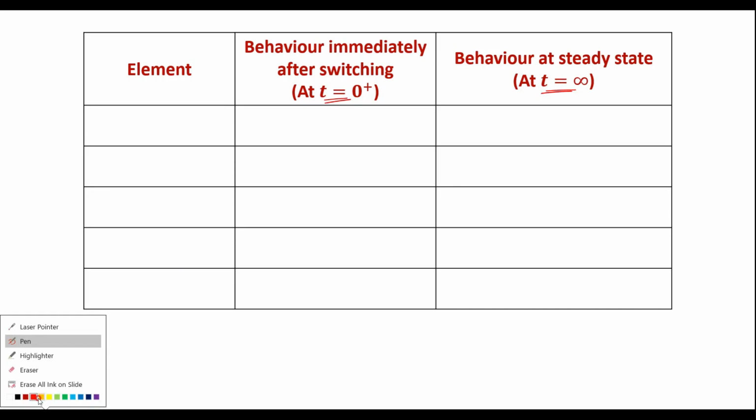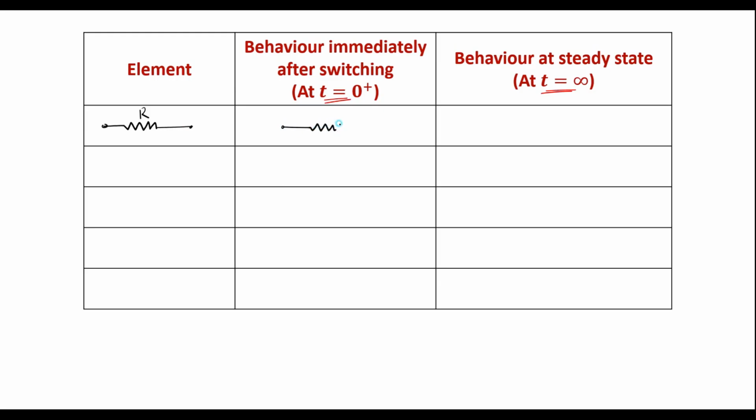Let me take the first element as resistor. So in the RLC circuit with switch, the behavior immediately after the switching operation, that is at t equal to 0 plus, the behavior of the resistor will be the same. There are no changes in the resistor. Similarly, at t equal to infinity, the behavior of the resistor will be the same. That is, the behavior of the resistor is independent of time.